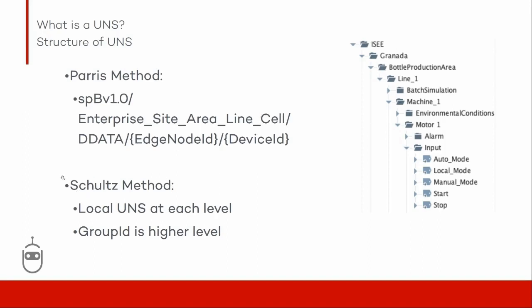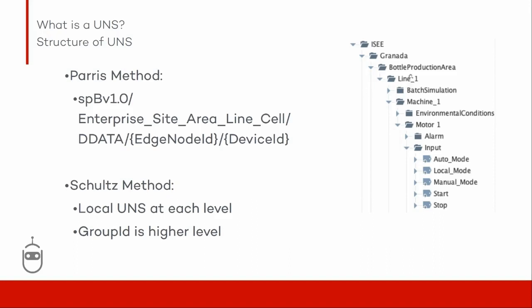This is done in a different way. Say you have this structure here, and on site, on the machine, you put in a local UNS. So you put a broker on the machine where you have the UNS for that machine. And if you had three machines, you would have three different UNSs for these machines. On each of the machines, you would then publish that local UNS under the group ID of line one. And then you'll publish that into line one, so that you will have line one and then machine one, two, and three under that.